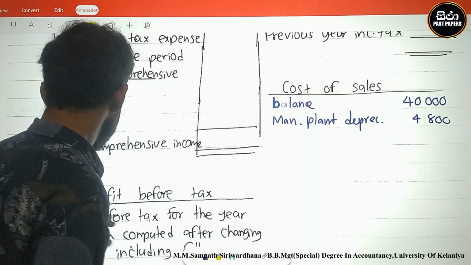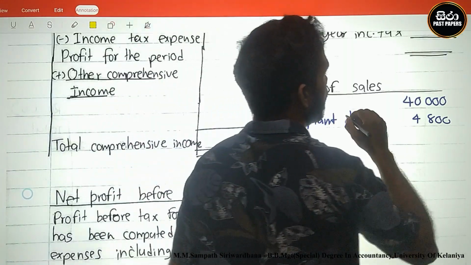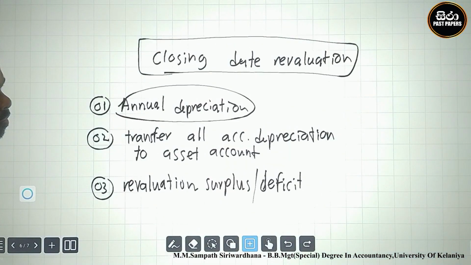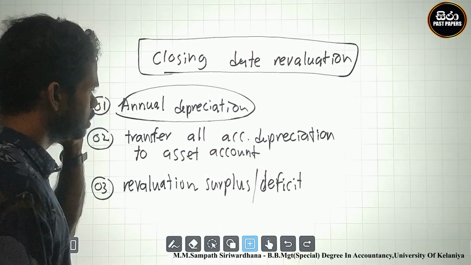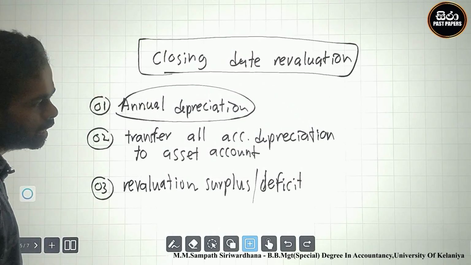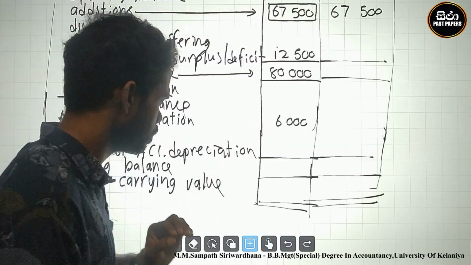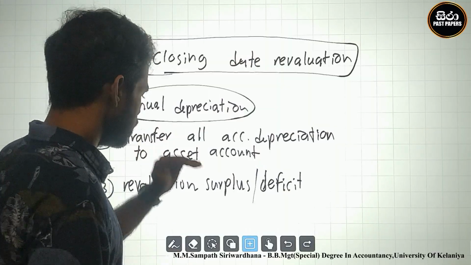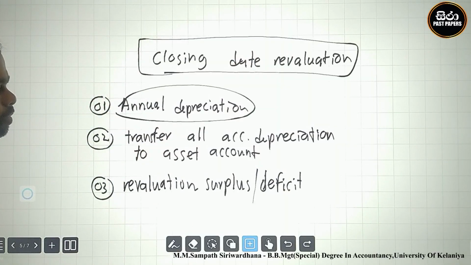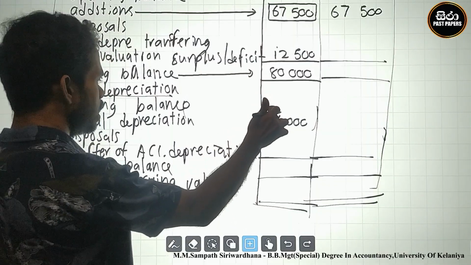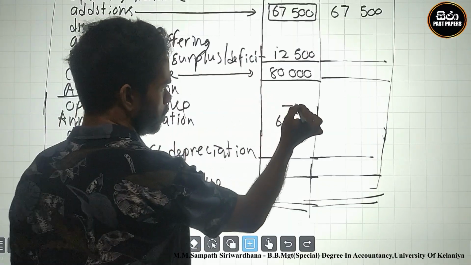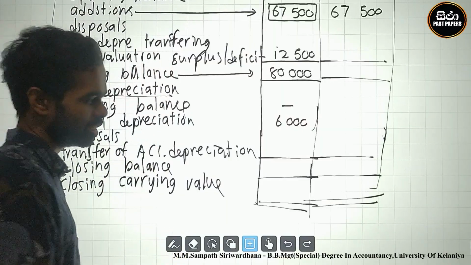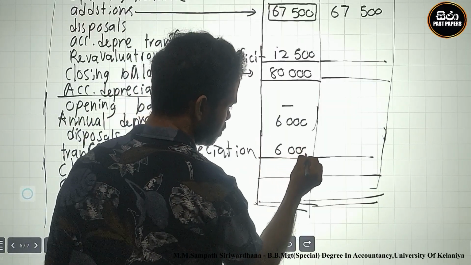Okay, let's go to the question and let's go to the revaluation. At the revaluation, first, annual depreciation was done. Look here, annual depreciation was done. After that we must transfer all accumulated depreciation to the asset account. How can we transfer? Look here, all depreciation is this one, there are no opening balances, therefore we can transfer all accumulated depreciation.